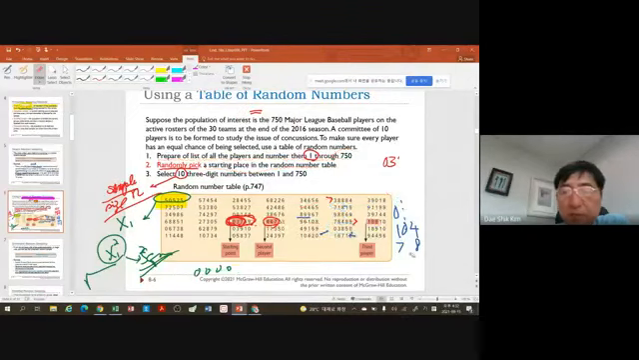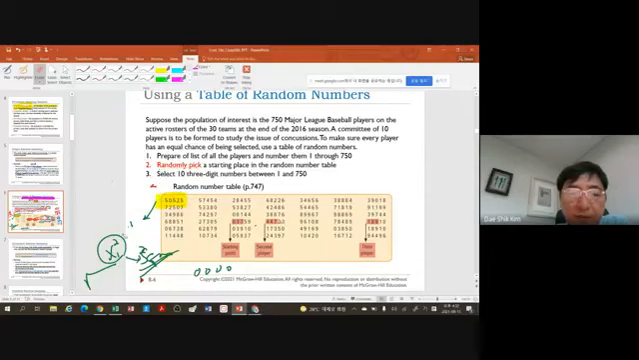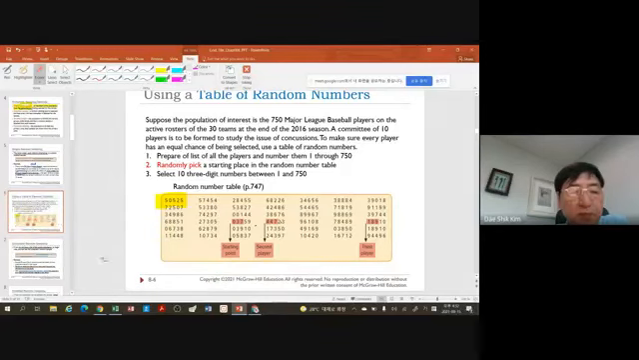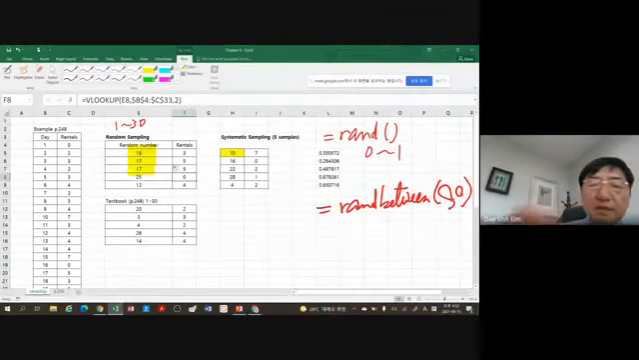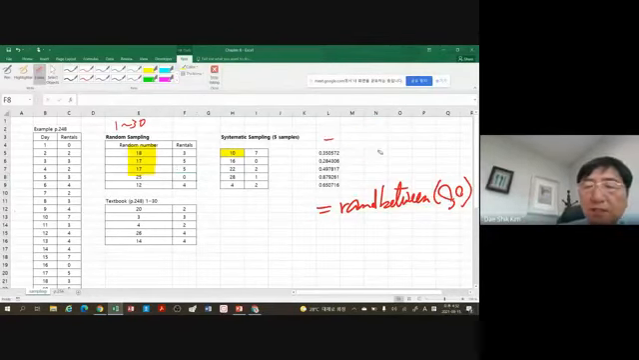So simple random sampling is where every item has an equal chance to be selected. You need to use a random number table, or you can use Excel random number generation, or you can use RAND. RAND only returns a number between 0 and 1. If you want to use RAND, it's complicated, so you need to do more work.